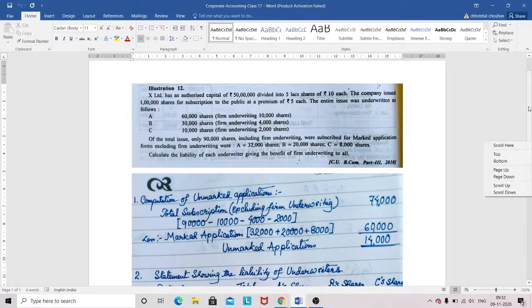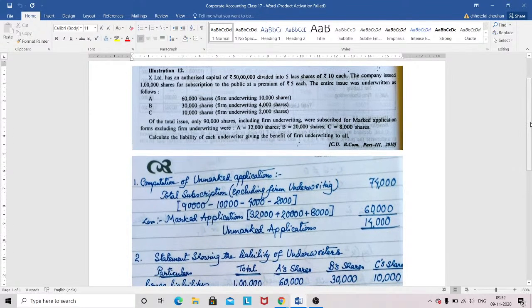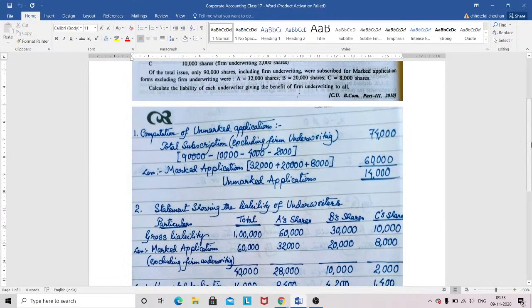That's a very important point, because one of them is given on the basis including, and another one is given excluding, so you need to convert on a single basis to calculate whatever will be the unmarked application. After the unmarked application has been done, now go enter into the process.